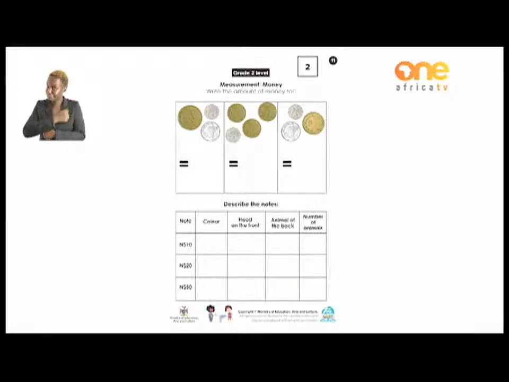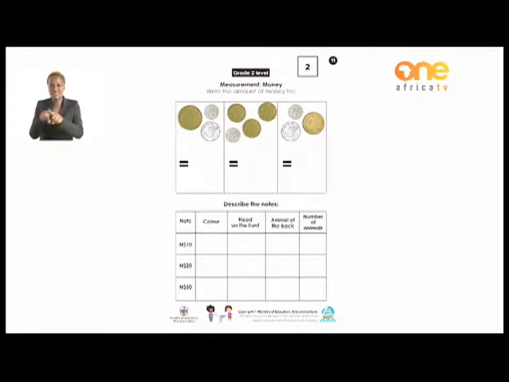And when you take the $10 note, you have to look at everything that is on the $10 note. The head that appears on the money, as well as at the back of the money, and the number of animals. How many animals do you see on the $10 note? As well as the $20 note also.